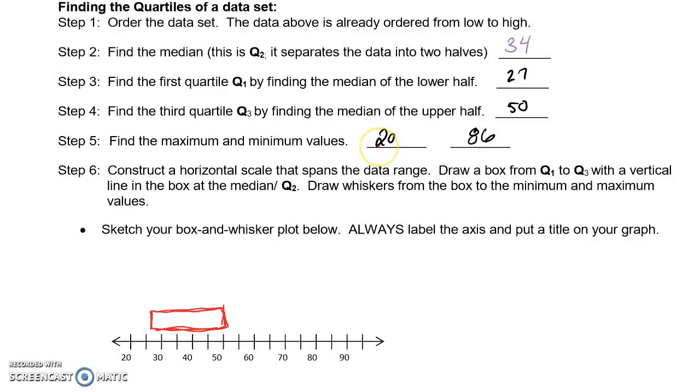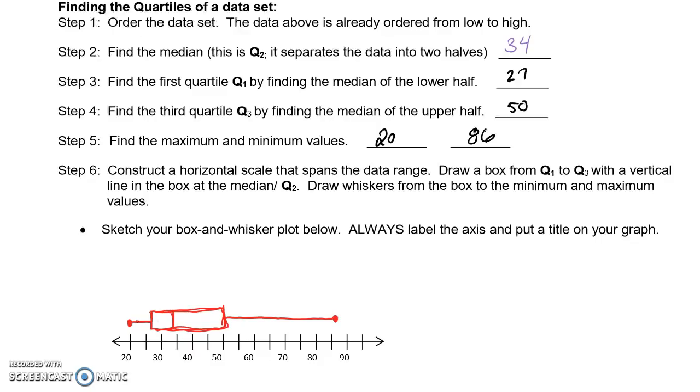Now, I'm going to take Q2 and just list it in the middle of my box at its location, 34, with another vertical line. So it's not always going to be smack in the middle. It's just going to be inside the box. It can be anywhere inside the box. Last, I'm going to plot 20 and 86, my minimum with a point and my maximum with a point, and draw the whisker all the way out to those.